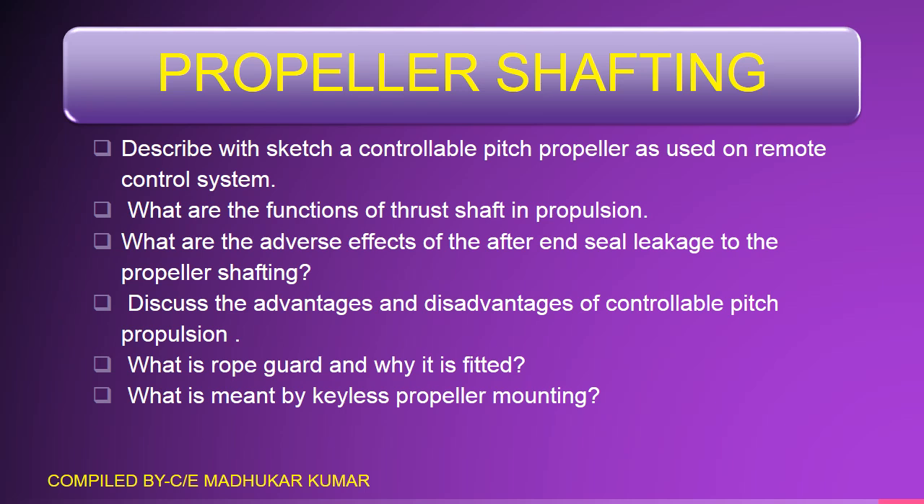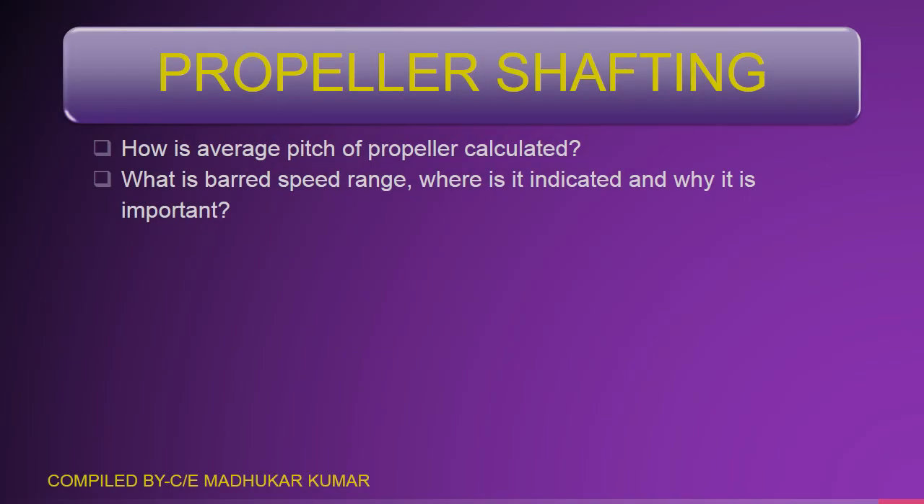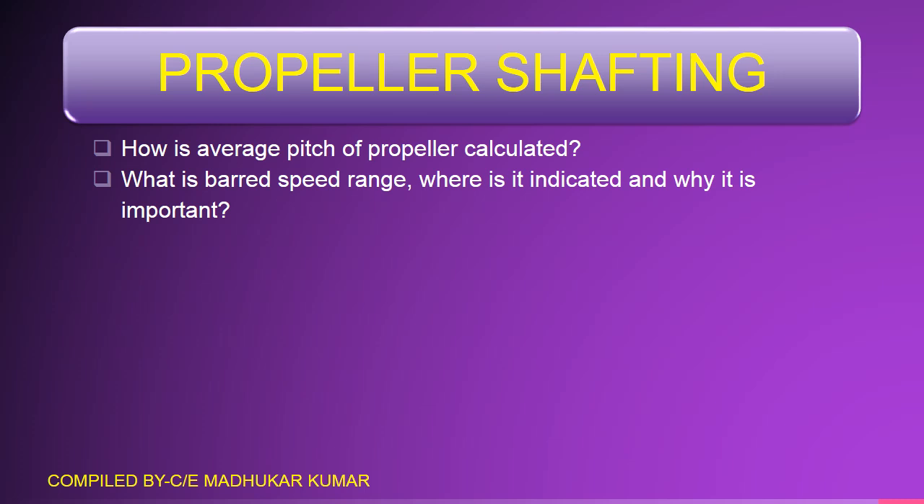What is a rope guard and why is it fitted? What is meant by keyless propeller mounting? With the propeller shafting, how is the average pitch of the propeller calculated? What is the barred speed range, where is it indicated and why is it important? Now the propeller shafting questions are complete.